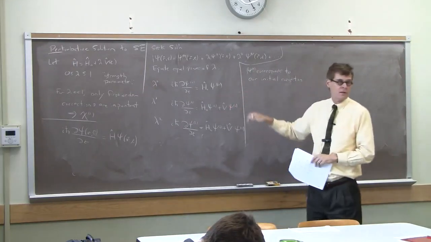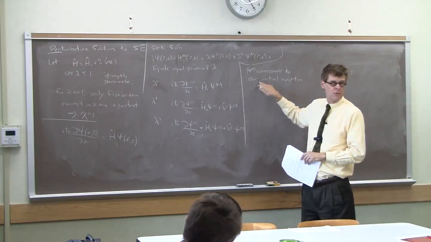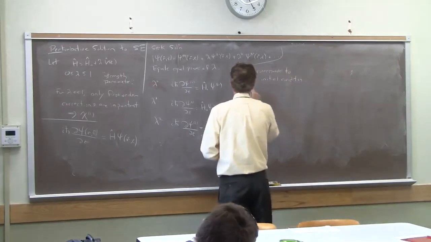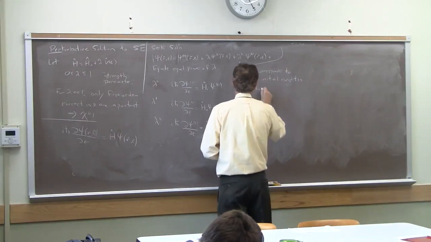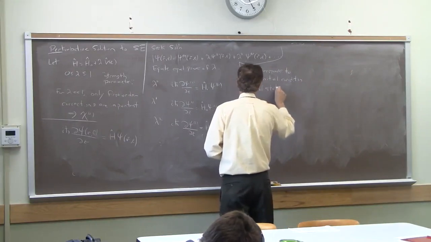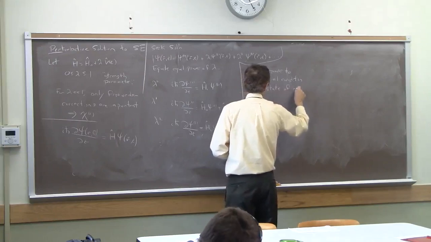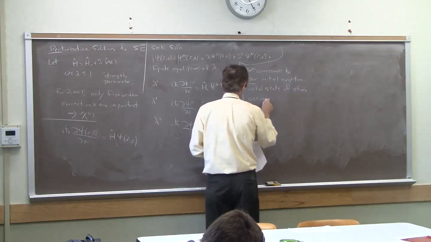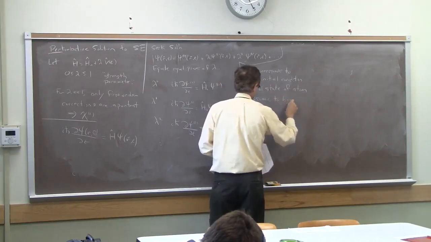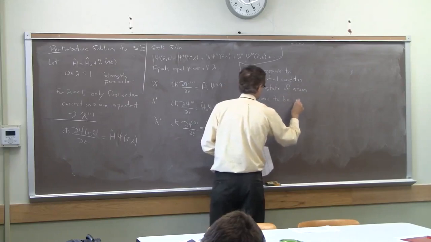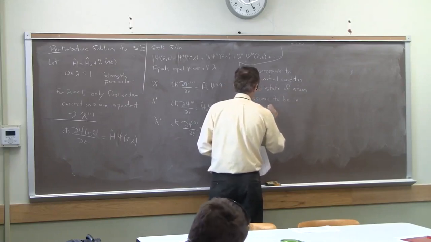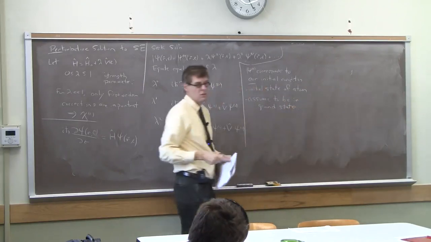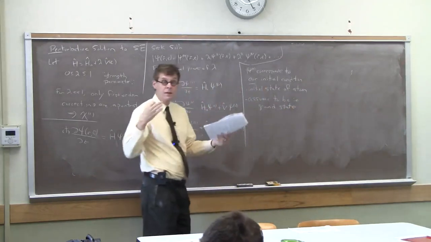You have to start the process somewhere. So what do you choose for psi 0? Well, this is the initial state of the system, of the atom. Let's assume that the atom is in the ground state. It doesn't have to be, right?